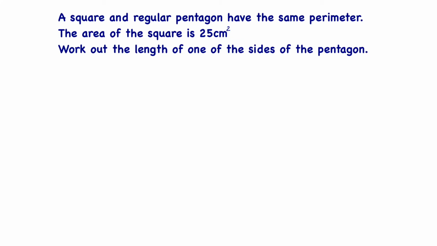Let's go through the answers. First of all, make sure you've read the question carefully, highlighted the important information and written down anything that will help you. So a square and regular pentagon. Let's give ourselves a square and regular pentagon first. The question tells us that they have the same perimeter. Now the area of the square is 25 centimetres squared. So the area in here, 25 centimetres squared.